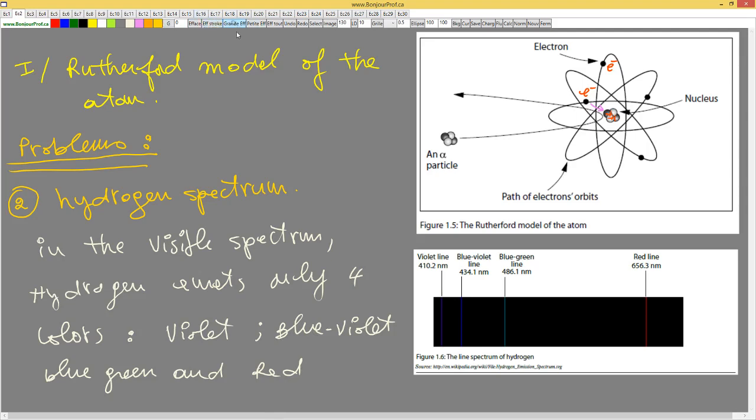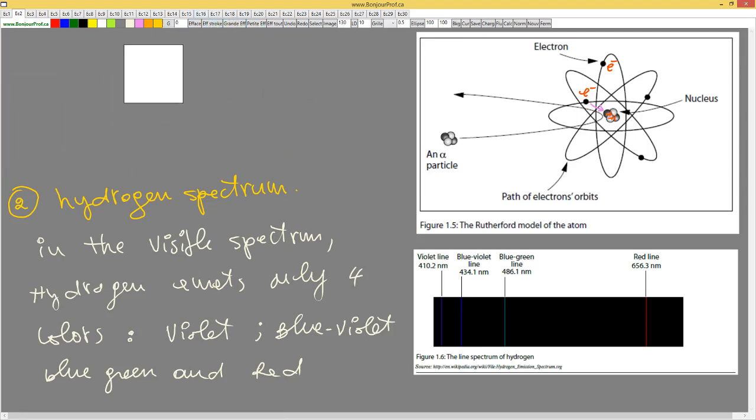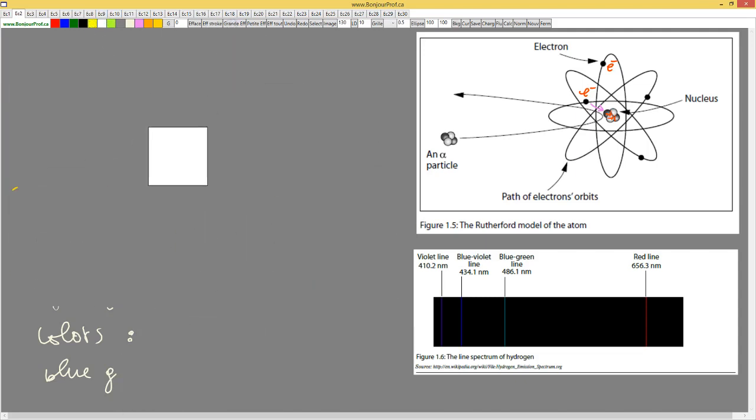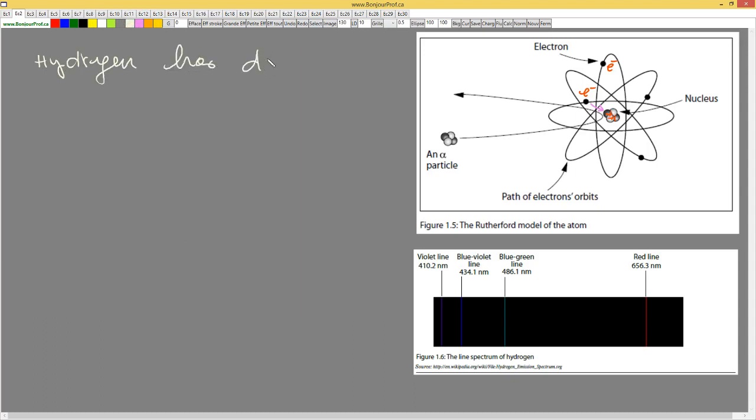So I'm going to erase everything here. So hydrogen has a discrete spectrum instead of a continuous spectrum.